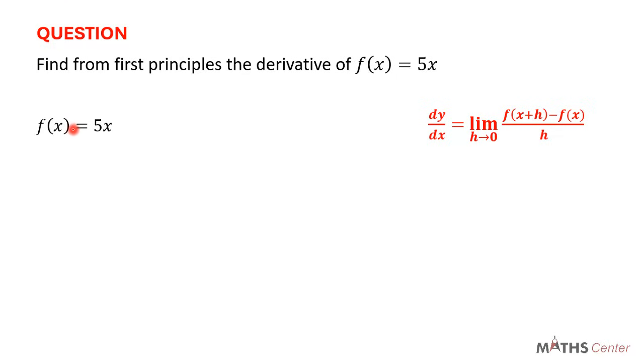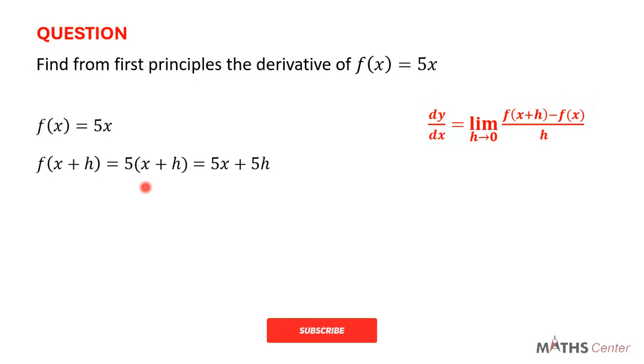The function is f of x equal to 5x. So we have f of x. Now we need f of x plus h. What that basically means is that we will take the function 5x, and wherever we see x, we will replace it with x plus h. So when you find the function f of x plus h, you have 5 into bracket x plus h. When you expand this, you have 5x plus 5h. We learned this in the lesson on functions. So if you want more clarification on this, you can go to the lesson on functions and study more.